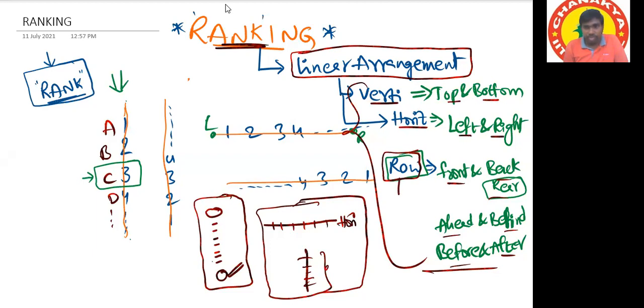And one more type of arrangement is row arrangement. In case of row arrangement, we have words like front and back, or front and rear, or ahead and behind, or before and after.